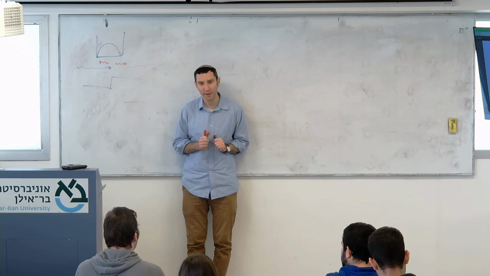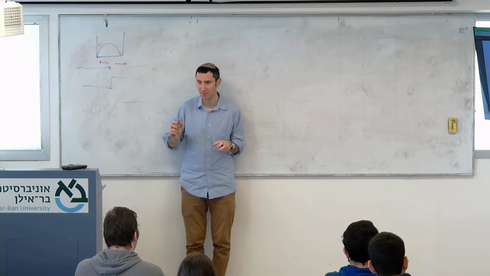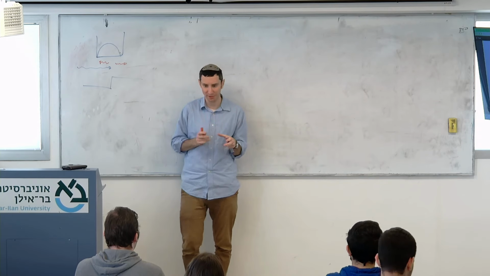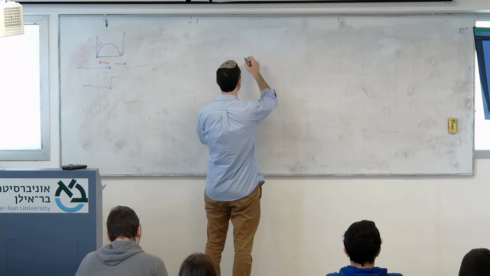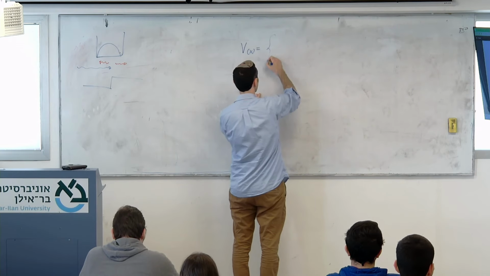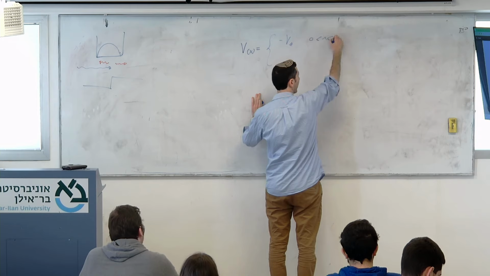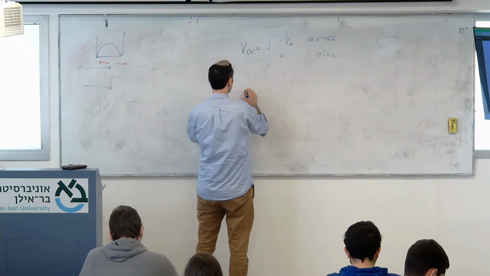There's going to be only one specific tool that's going to be different in the way we approach things. However, the result is going to be a little different. What we have now here is V(x) equal to minus V naught, where x is between 0 and L, and 0 else. What does it look like?